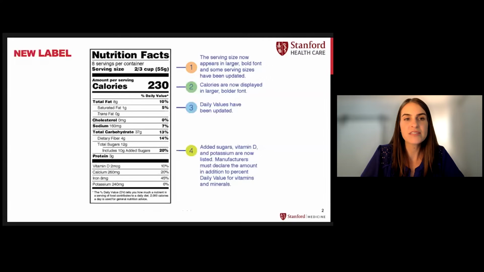I want to highlight here, this is called the new label. The Food and Drug Administration has updated the nutrition facts label based on some updated scientific information, nutrition research, as well as input from the public. A couple things that are new on this label are that calories and serving sizes now appear in larger font. There is something called the daily values and serving sizes. Those are also updated. And then added sugars, vitamin D, potassium are now listed and including the amount in addition to the percent daily value for vitamins and minerals. And we're going to go through these things in detail today with a focus on the carbohydrates.